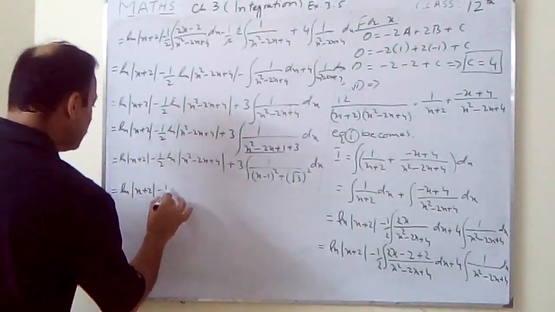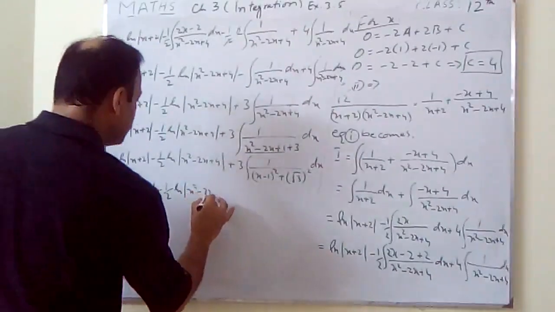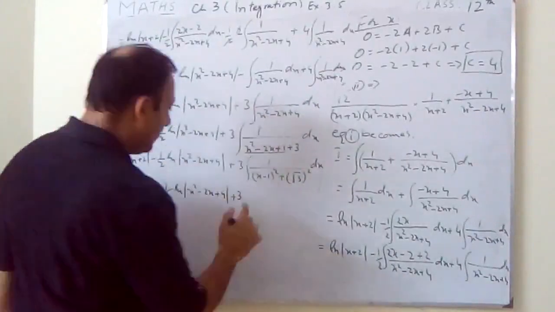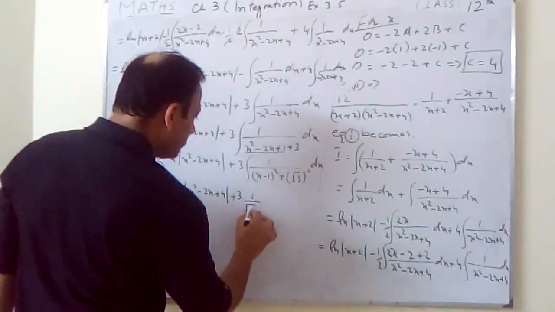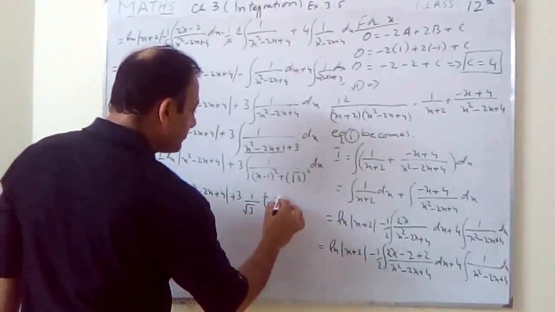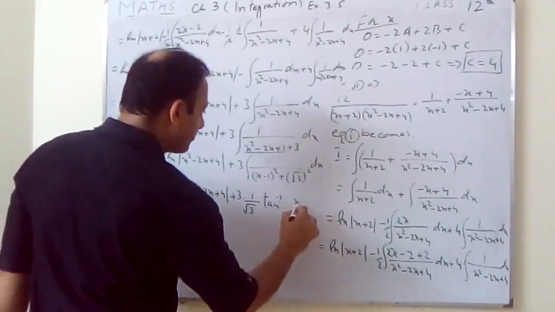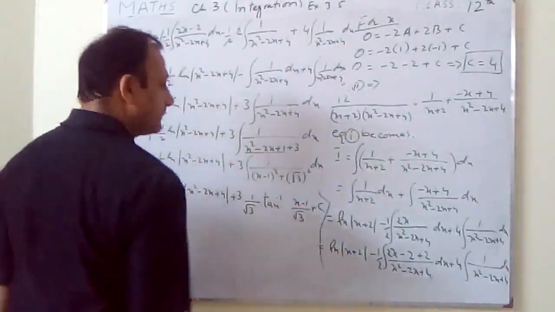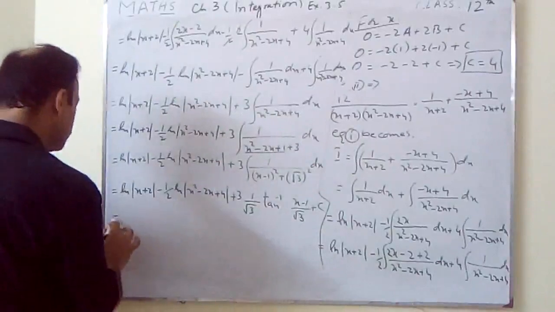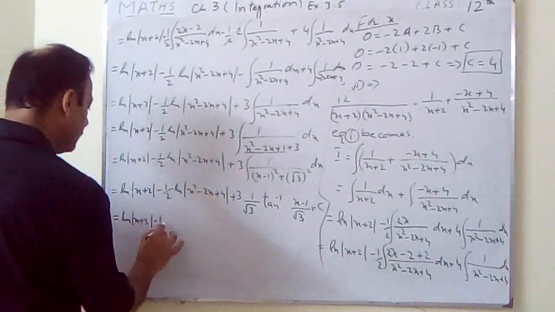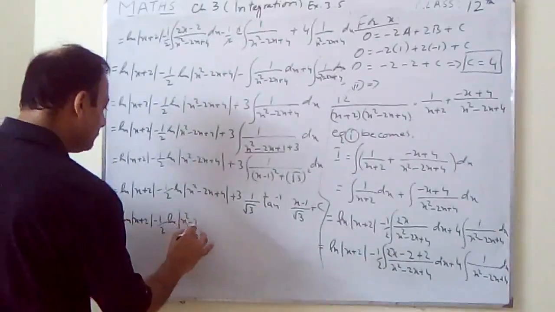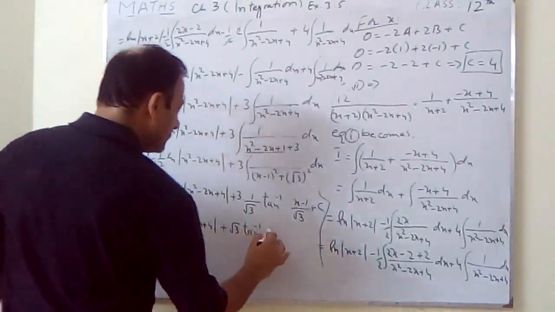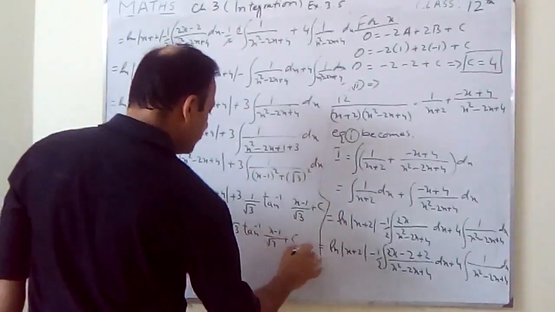Log of x plus 2 minus 1 over 2 log of x square minus 2x plus 4 plus this 3. I have told you 1 over a, so 1 over square root of 3, tan inverse x over a, plus constant of integration. So this value we can write x plus 2 minus 1 over 2 log of x square minus 2x plus 4 plus square root of 3 tan inverse x minus 1 over square root of 3 plus c.